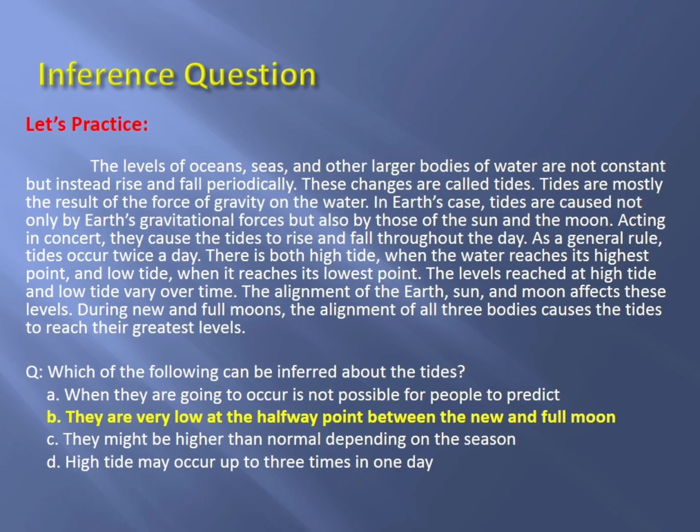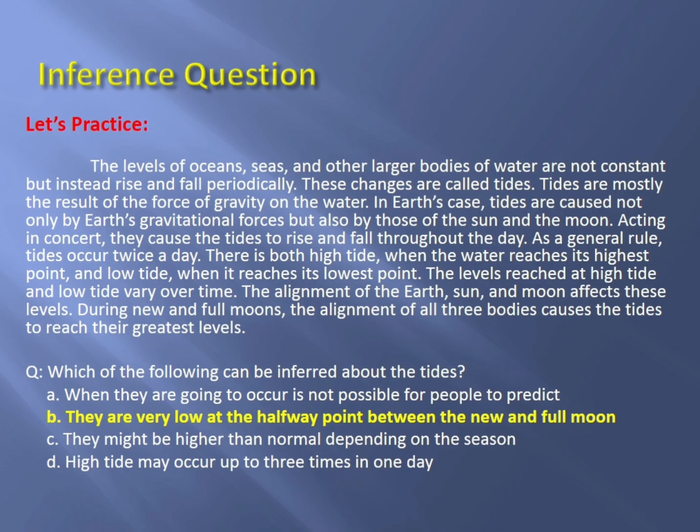If you chose B, then you are correct. I will explain in a bit why choice B is the right answer. But first, let's find out why choice A is not a good answer choice. It is simply because the passage does not include anything about predicting when the tides will occur. Choice C is also incorrect because there is no mention of the seasons in the passage.